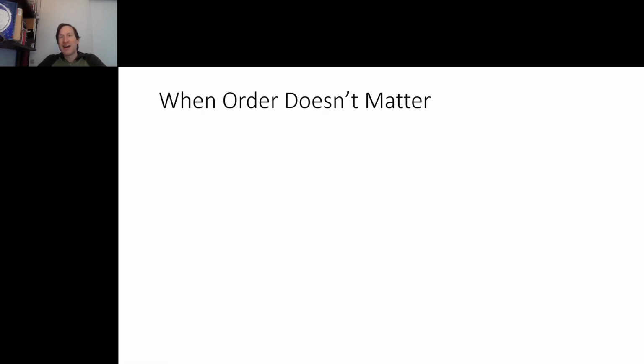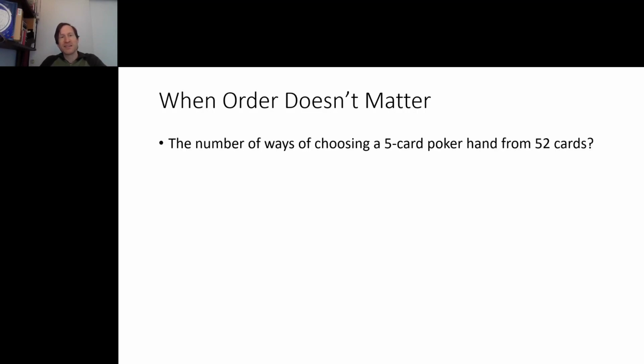So we've seen how to count up a number of possibilities when you aren't replacing the items and the order that you choose them in does matter. But what about situations where the order that you choose them in doesn't matter? This is actually pretty common. Just for one example, imagine choosing a 5-card poker hand from 52 cards. How many ways are there to do this?